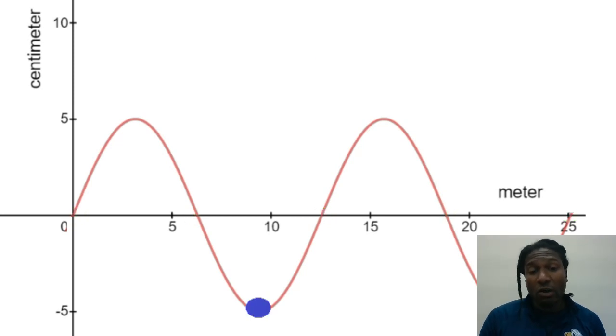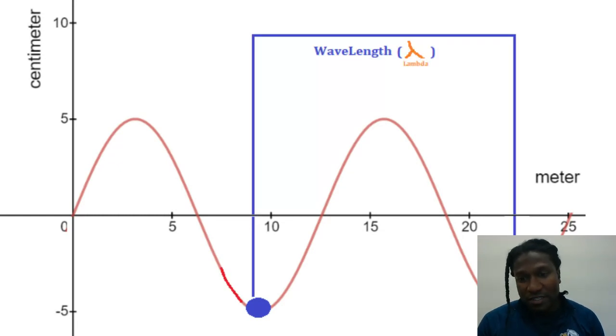And then we can look at the trough rule. So here are my troughs, and the distance from one trough to the next trough is considered wavelength. Again, this is going to give us 12.5. So no matter which rule we use, we're always going to get 12.5 meters for the wavelength.